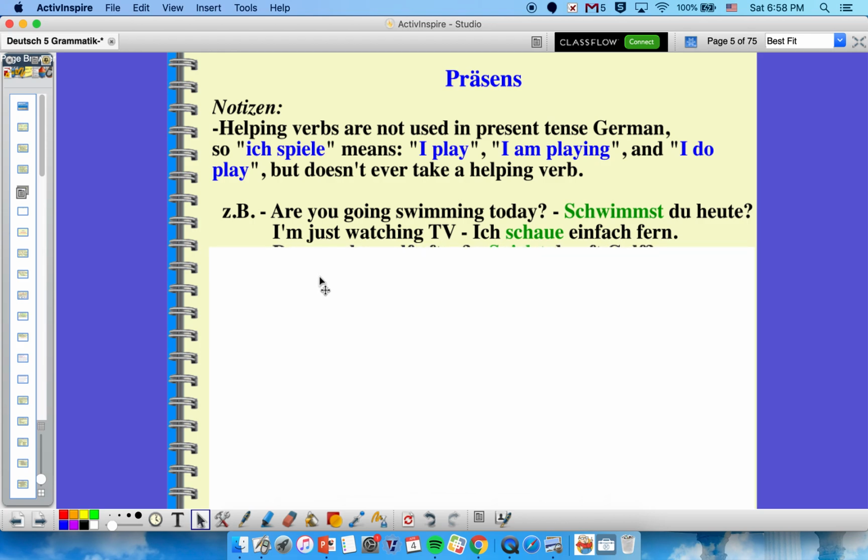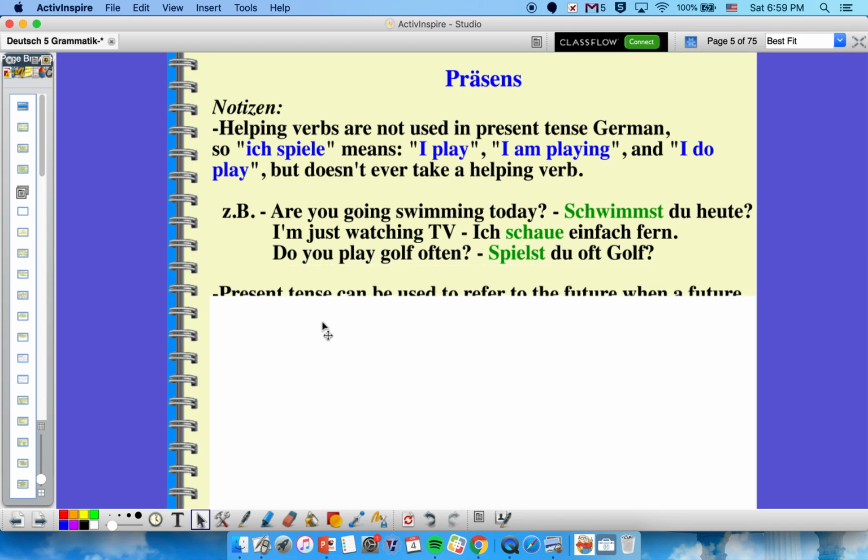So Beispiele: are you going swimming today? Schwimmst du heute? I'm just watching TV. Ich schaue einfach fern. Do you play golf often? Spielst du oft Golf? So you see in all those, in English we have like are, going, swimming. I guess I could have said gehst du heute schwimmen to be exactly the same, but the are swimming there, they just have schwimmst. I am watching, in German it's just ich schaue. And then do play, it's just spielst.